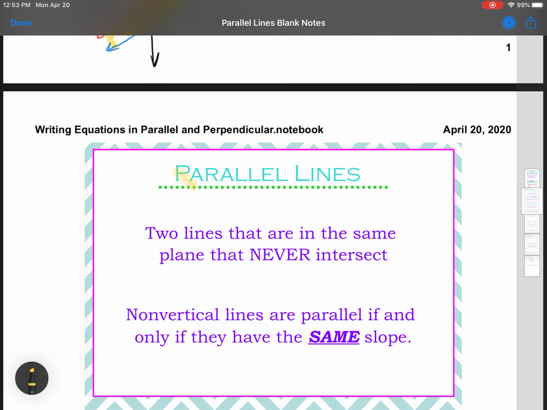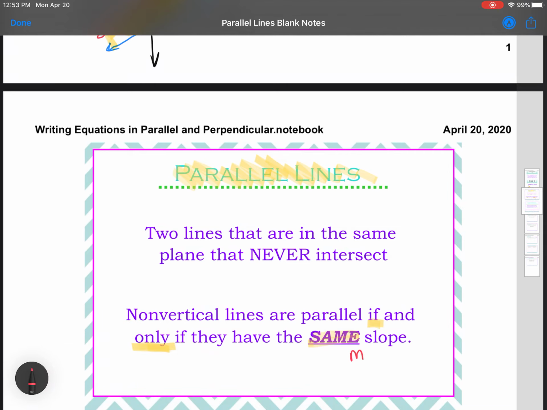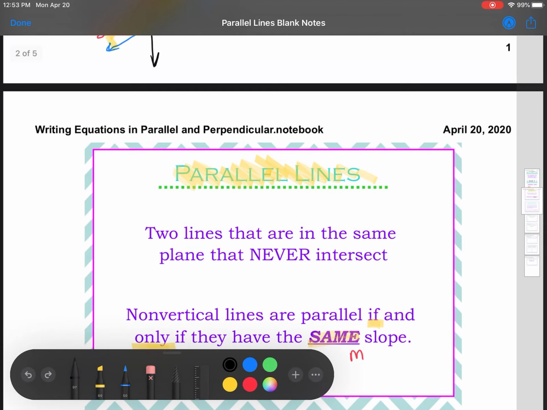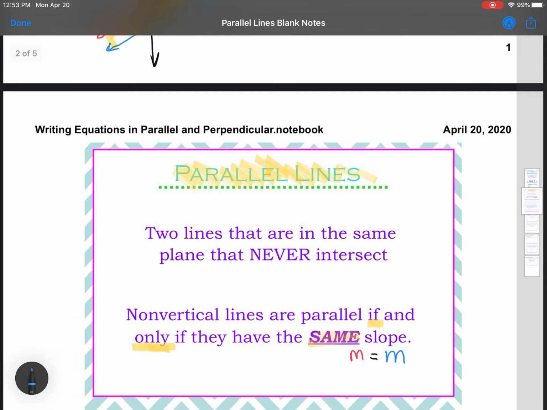These are two lines in the same plane that never intersect. Never, not once. They're not going to touch. They're not going to cross at any point. So, non-vertical lines are parallel if and only if they have the same slope. So if my m is the same, my m is equal to the m of the other one. Okay? So that's why we're going to need to use point-slope form, and we're going to need to use slope-intercept form so we can compare them and see if they're going to be parallel if they were graphed.